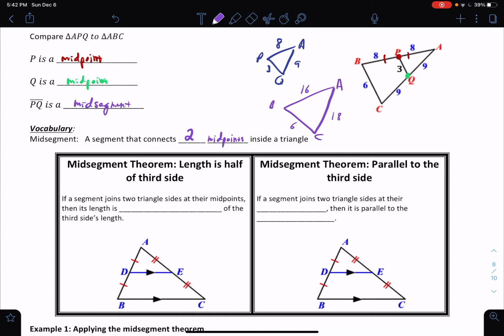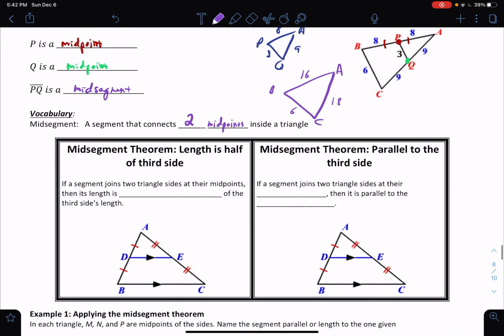Okay, I'm going to do the second theorem first. This midsegment theorem says the midsegment is parallel to the third side. So if a segment joins two triangle sides at their midpoints, making it a midsegment, then it is parallel to the third side. Like in this problem, we see that DE is parallel to BC, which we dealt with in our previous video.